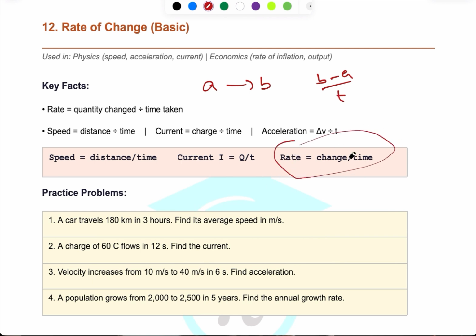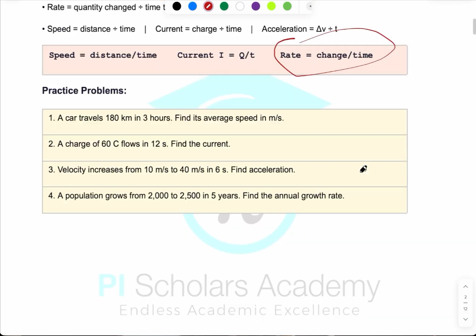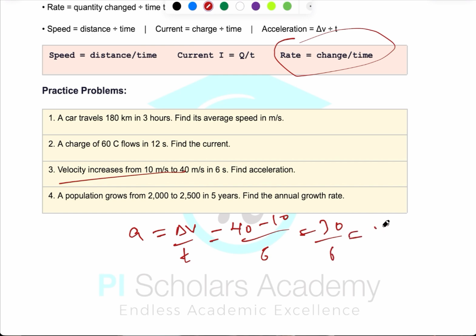That's why I've put it here that rate is change with respect to what? Time. And you will see that in your velocity. Like this question says that if the velocity of something increases from 10 to 40, what is the acceleration? Acceleration is change in velocity over time. And that implies that here I can have 40 minus 10 over 6. That will be 30 divided by 6, and that will be 5 meters per second.